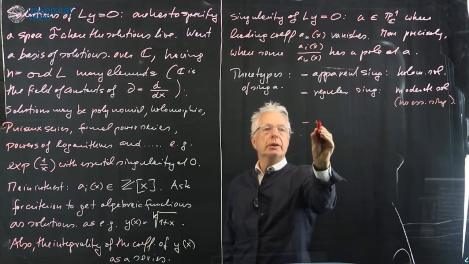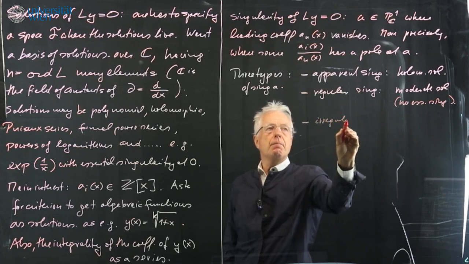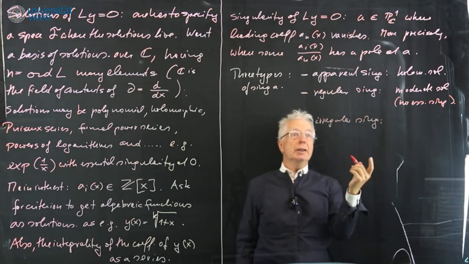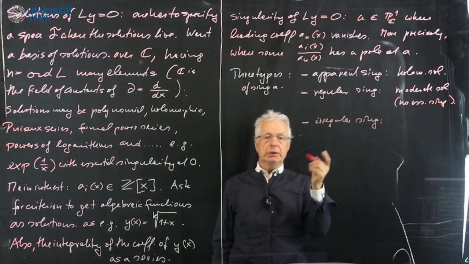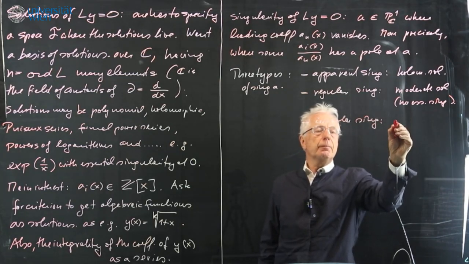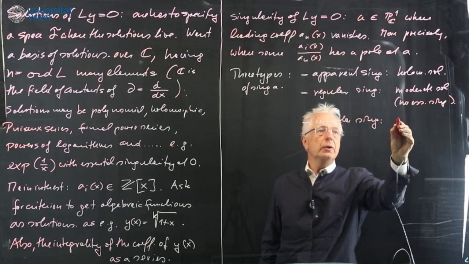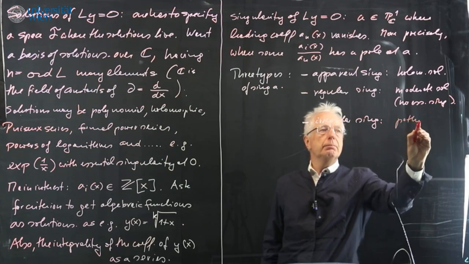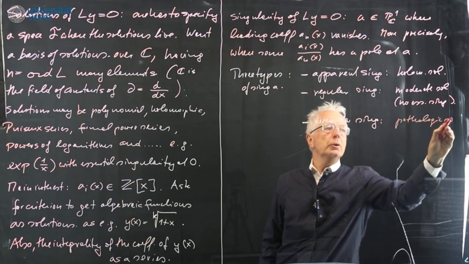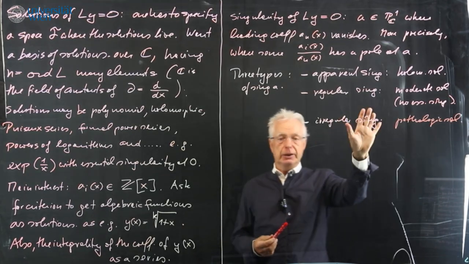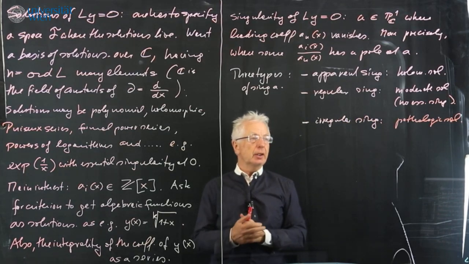And then we have the irregular case. This would correspond to a solution, as I indicated before, the exponential of 1 over x. And here you have an essential singularity, or even worse. I don't want to write bad solutions, but let us say pathologic solutions. Okay. Of course, we will define all this in the classes.